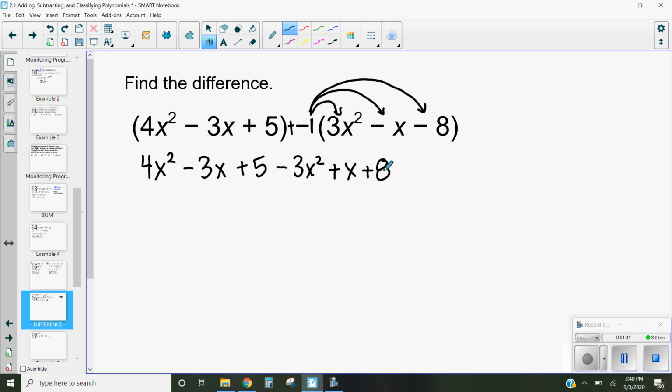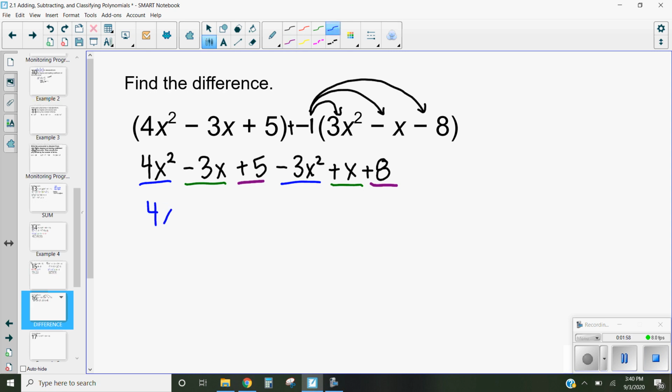So now, just like we did with adding, we've written it in this order. Now I need to identify which terms have the same degree because I want to put those terms together. That's going to be this term and this term. And I am going to solve this just like I did when I was adding. So those terms have the same degree, those terms have the same degree, and these terms have the same degree. So then we are going to combine those terms.